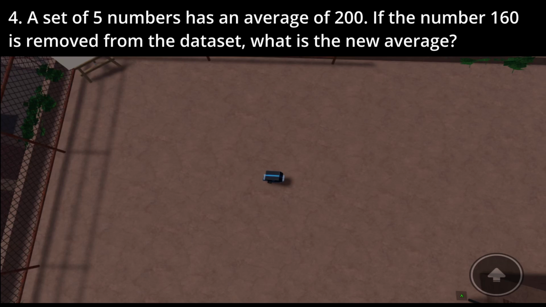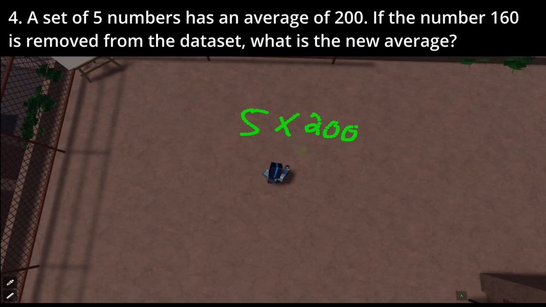In this problem, it says that a set of 5 numbers has an average of 200. If the number 160 is removed from the data set, what is the new average? So to do this, I'm going to find what the total sum of all those 5 numbers is. To do that, I can just do 5 times 200. Because even though each number is probably not 200, their average is 200. So I can treat this like every number is 200 and multiply by 5 to find the total sum. And then 5 times 200 is 1000. What do I do now? Well, we remove the number 160 from this data set, right?